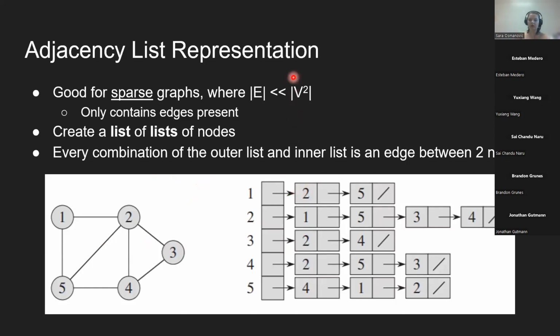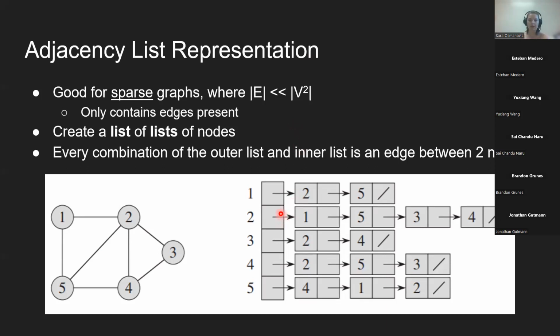So the first implementation or representation is the adjacency list. Adjacency lists are really good for sparse graphs, where the number of edges is significantly smaller than the vertices squared. It essentially has an array of linked lists of edges that are connected.